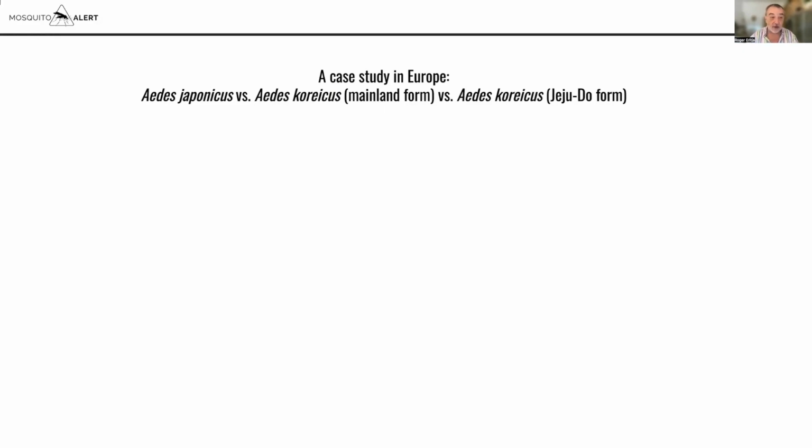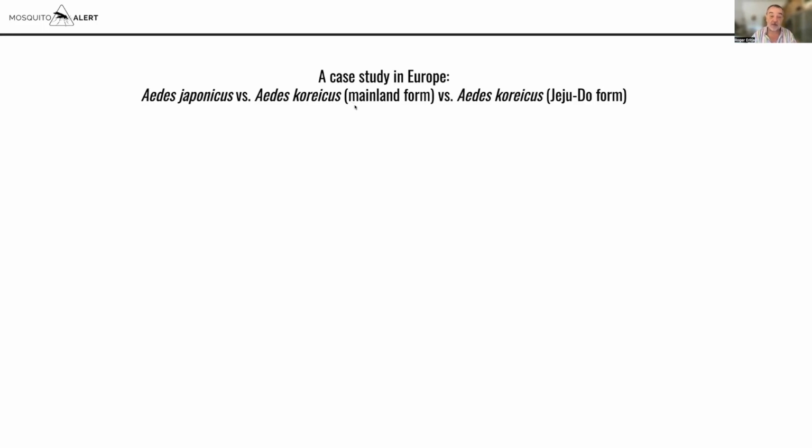So we are going to discuss the problem of the possible confusions between Aedes japonicus. These are species that you have in the training set of the challenge. We have Aedes japonicus to differentiate from Aedes koreicus in a general layout of the problem. But this is made worse because Aedes koreicus was introduced in Europe with two subspecies.